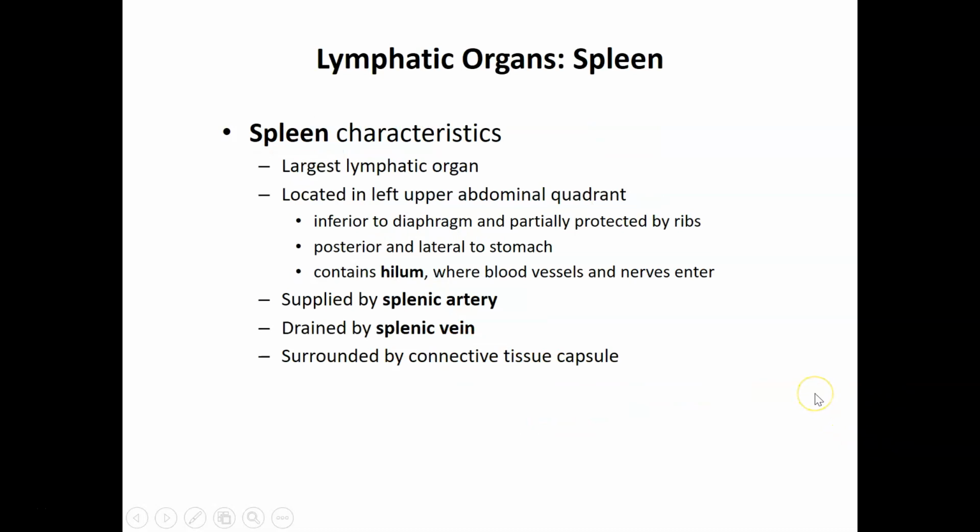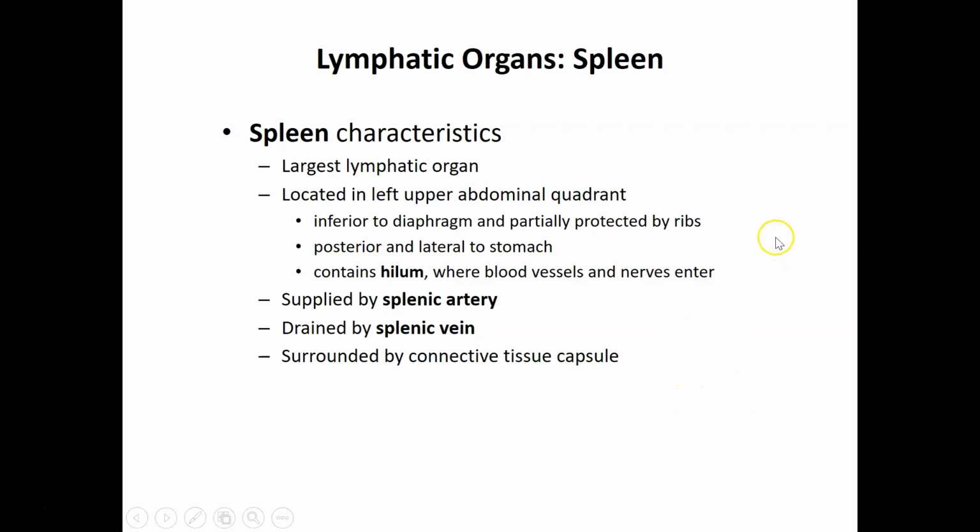First of all, just some general features of the spleen. Spleen, in terms of lymphatic organs, is the largest by itself. Location of the spleen is the upper left abdominal quadrant, kind of up against the bottom of the diaphragm. It is posterior to the stomach and somewhat lateral to that as well. The spleen is kind of a comma-shaped organ, and it has an indented or concave side medially, convex, curved side laterally.